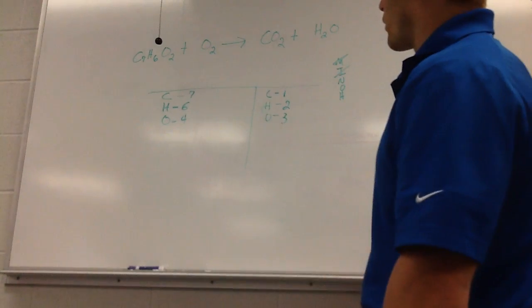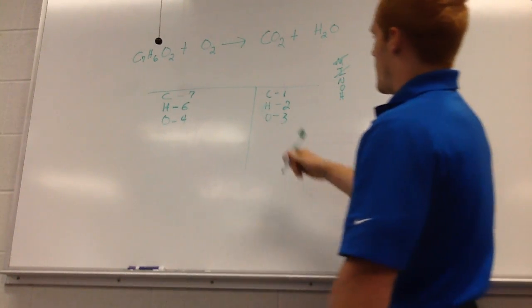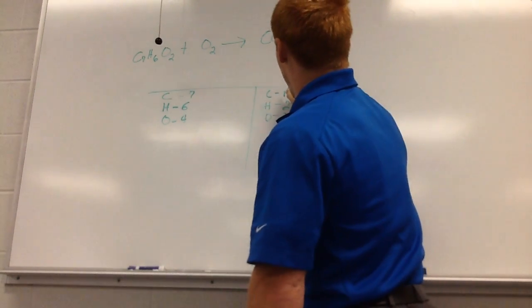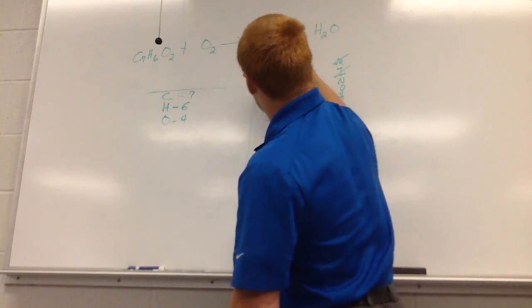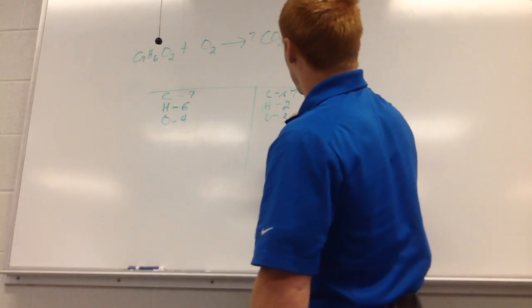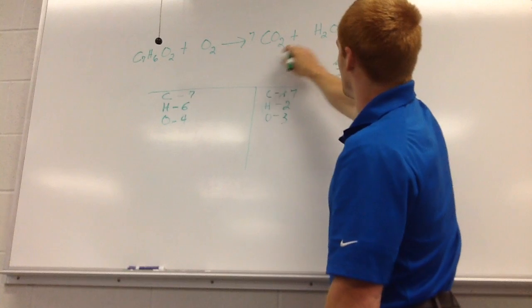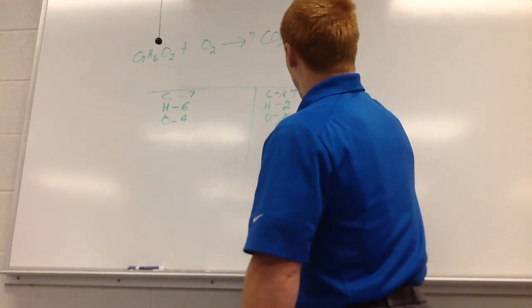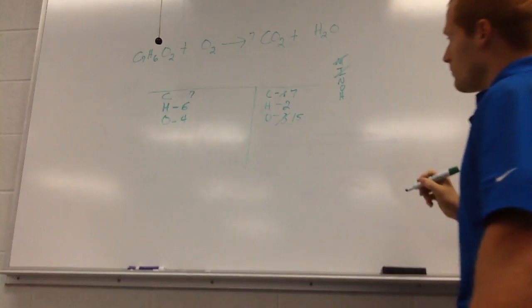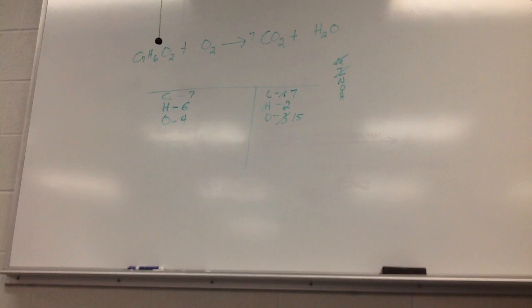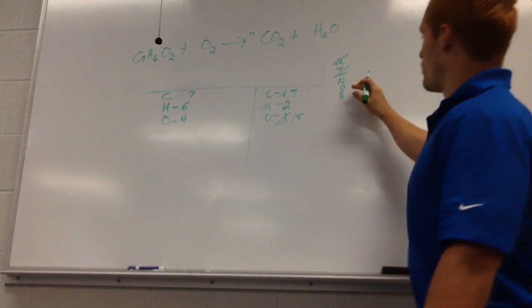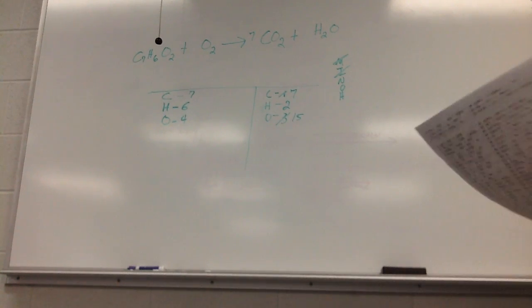So we're going to start with carbon. And notice they're not balanced, so I'm going to balance this out by putting a coefficient of 7. So this changes this to 7. We now have 14 oxygen plus 1, so 15 oxygen. Our carbons are now balanced, so now we can move on to oxygen and hydrogen.